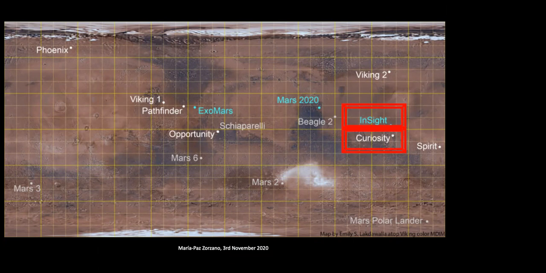We also have the InSight mission. This is not strictly related to habitability, but it's also giving information, or trying to give information, about the inside of the planet. This is a lander. We have the ExoMars mission, a European mission that will be launched in 2022. And we have the Mars 2020 rover, which is on its way now to Mars.